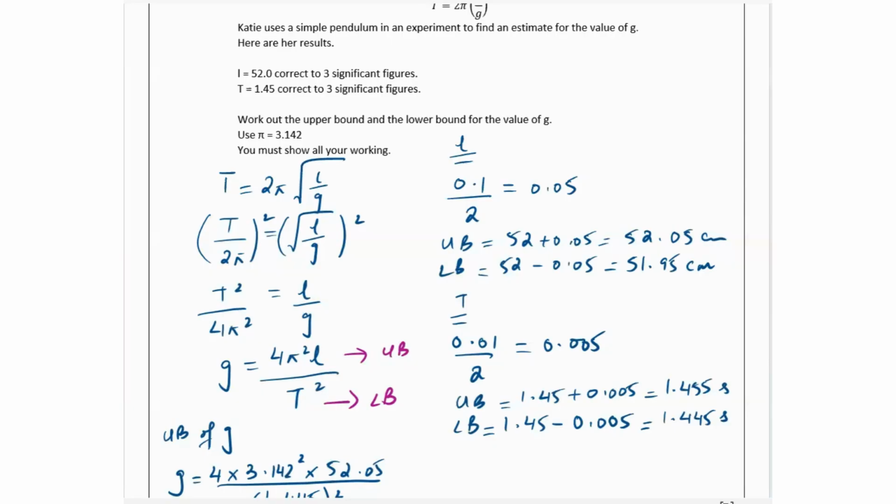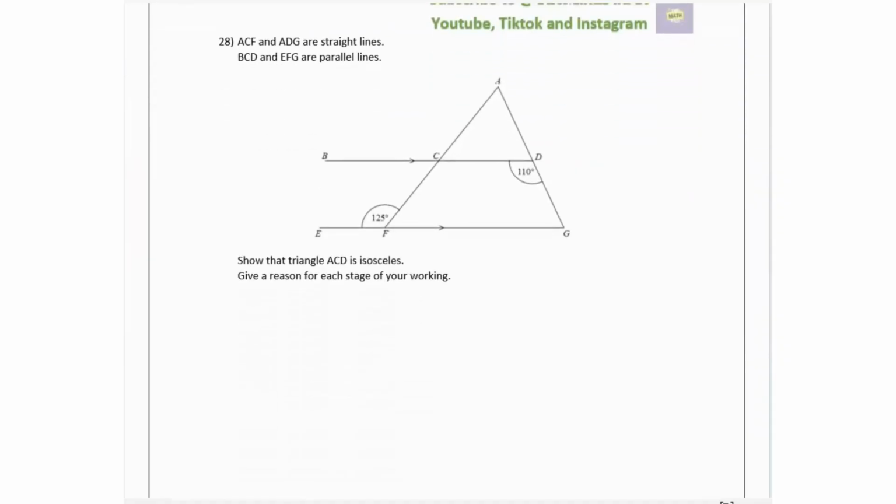It says ACF and ADG are straight lines, BCD and EFG are parallel lines. Show that the triangle ACD is isosceles. Give a reason for each stage of your working. So if BCD and EFG are parallel lines and ACF and ADG are straight lines.